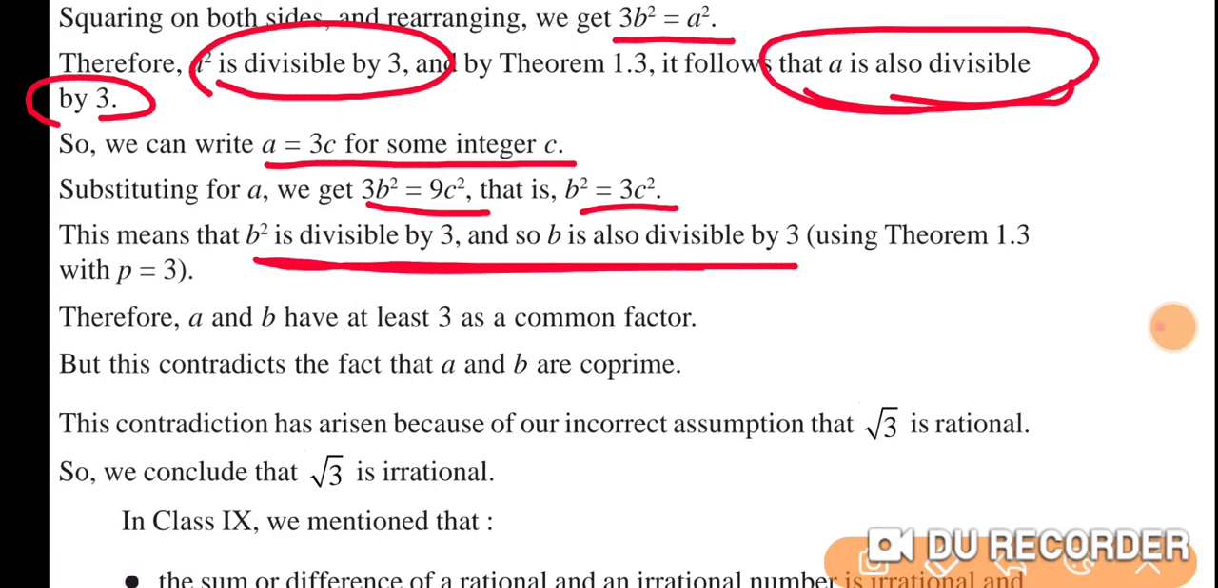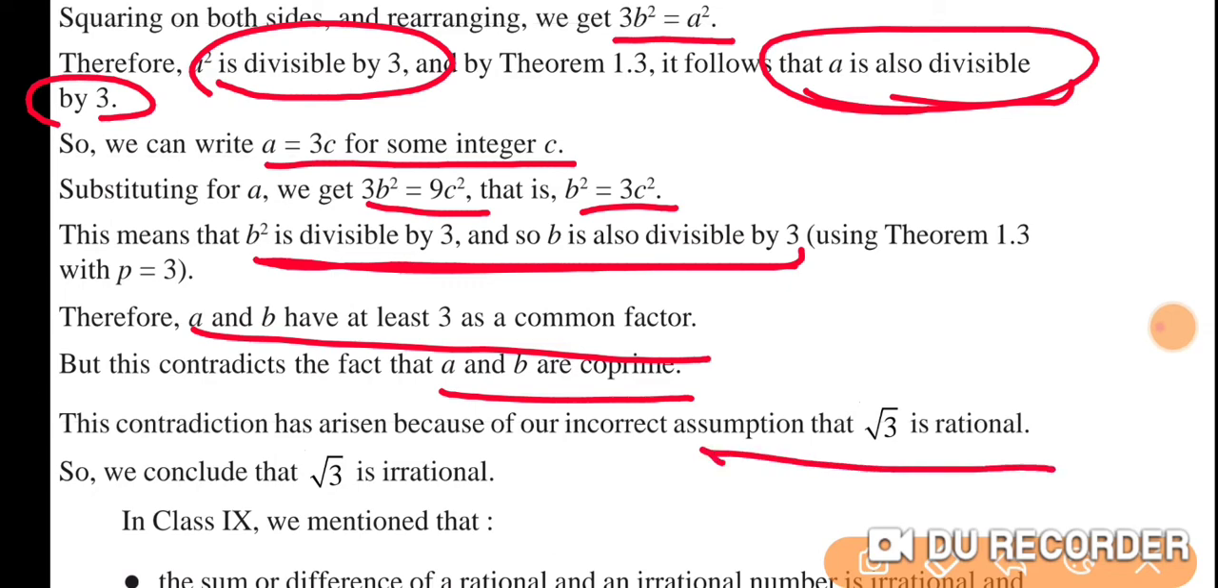Now you are saying B square is divisible by 3. So it means that A and B are having 3 as a common factor. Which means A and B are not co-prime. You supposed they are co-prime. Now you are saying they are not co-prime because they have another factor 3 in between them, common. Therefore your assumption root 3 is rational is wrong. And therefore root 3 is irrational. Is this point clear or not?